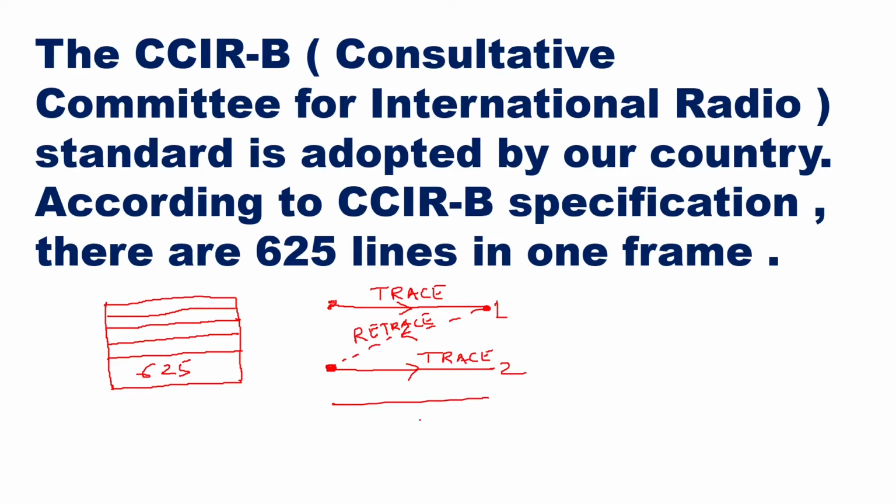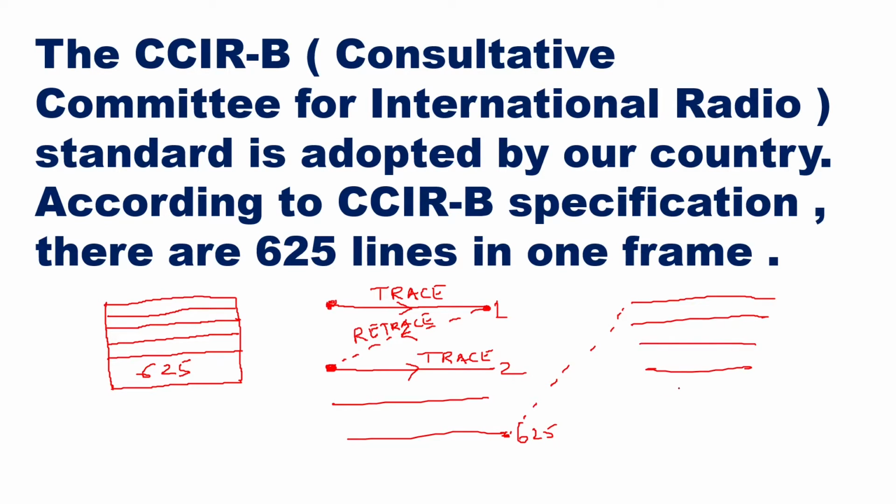Like this your horizontal scanning will go. Once all the 625 lines are completed, from top to bottom, we go to the next picture, where again the first line, second line, third line, fourth line till 625 lines are scanned. Going from the top to the bottom of the last line is called vertical trace, and going to the start of the first line of the next picture is called vertical retrace.